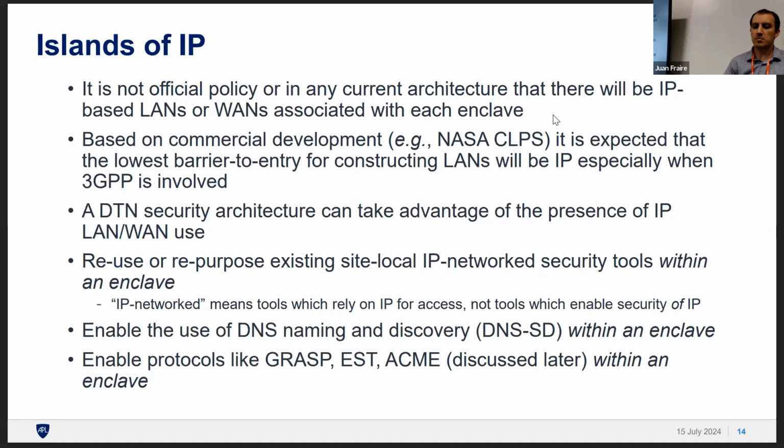The NASA CLPS is experimenting with what's called the tipping point project, which is to use 3GPP equipment, and that necessarily is going to establish IP networks. Whether or not the IPs are used by the end nodes or end entities is not important, as much as there is IP connectivity within these enclaves. And we don't need IP outside the enclave, but we can benefit from using IP within the enclaves.